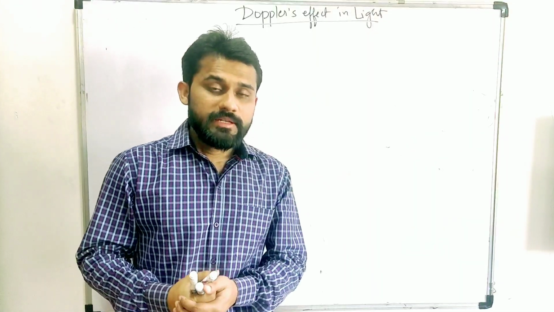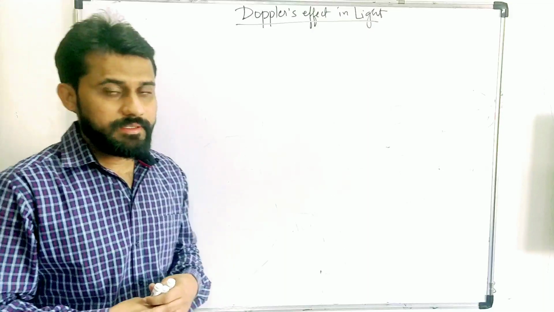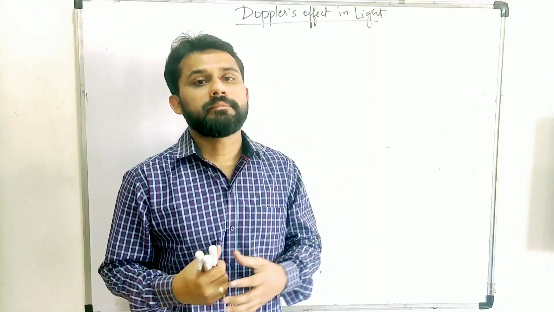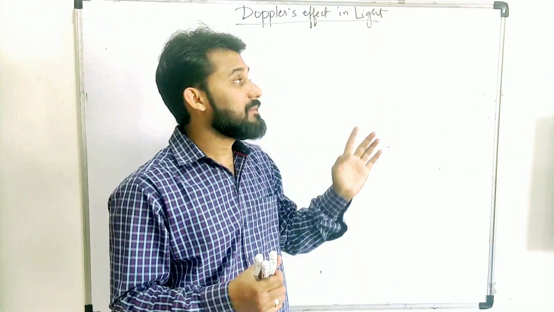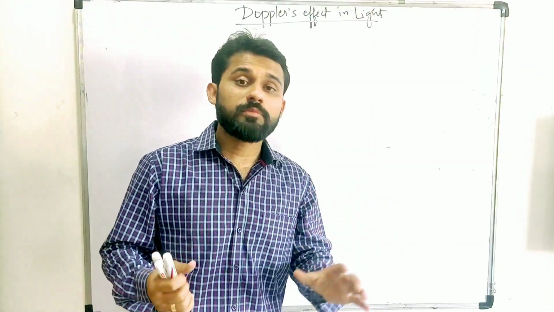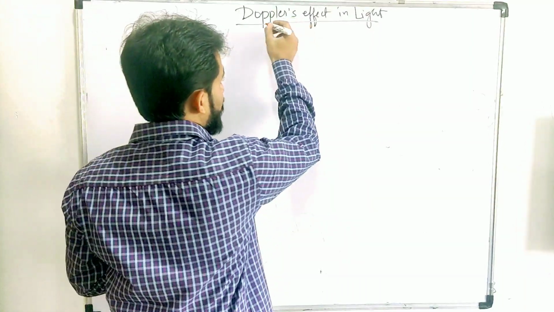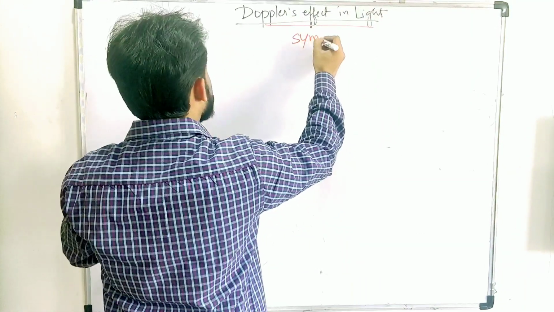Whereas in sound, the frequencies or the speed are measured relative to the medium. It is dependent on the medium. In light it is not like that; it is independent of the medium and it is the same for all observers. So this is the major difference, that Doppler's effect in light is symmetrical.